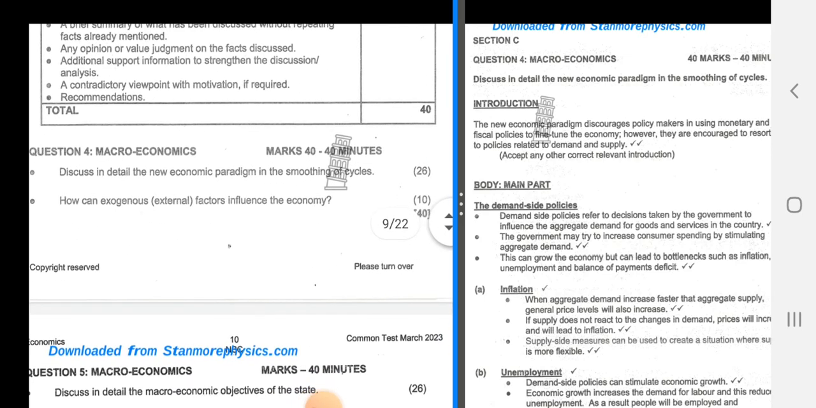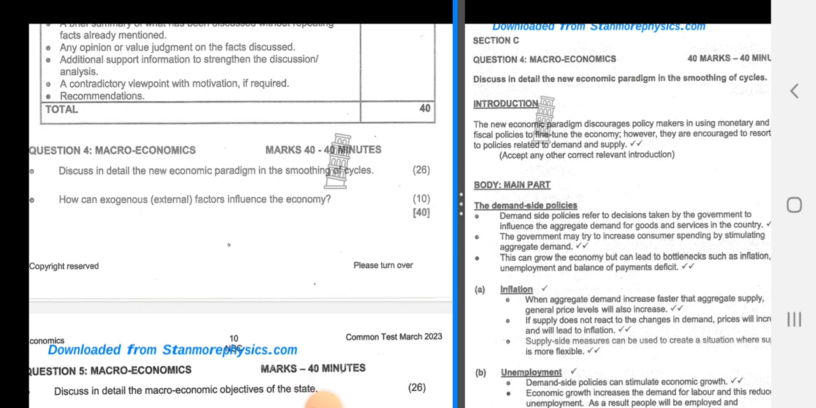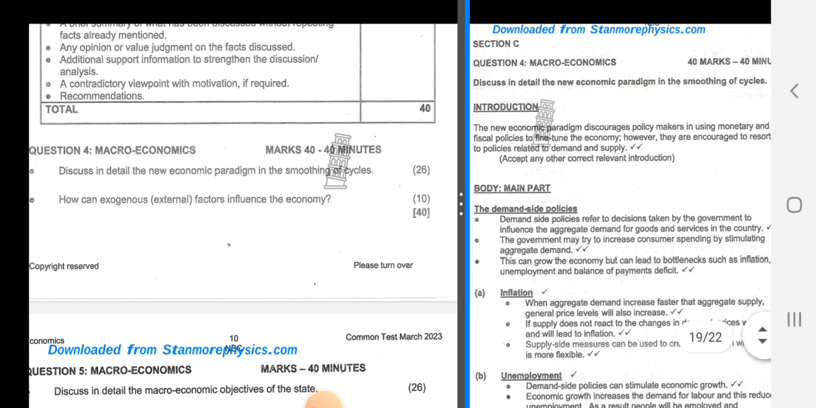And then question 4, macroeconomics. Discuss in detail the new economic paradigm in the smoothing of cycles. So you can explain what is economic paradigm in an introduction. The new economic paradigm discourages policymakers from using monetary and fiscal policy to fine-tune the economy. However, they are encouraged to resort to policies related to demand and supply. So anything that talks about what the economic paradigm is, you're going to be given a mark.